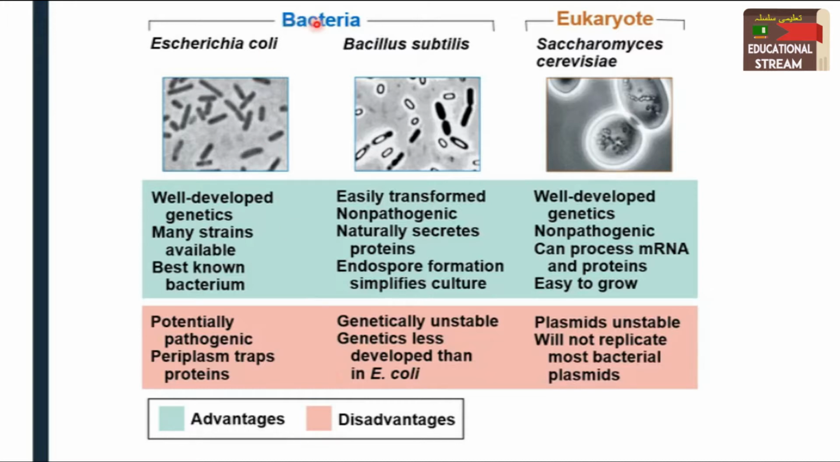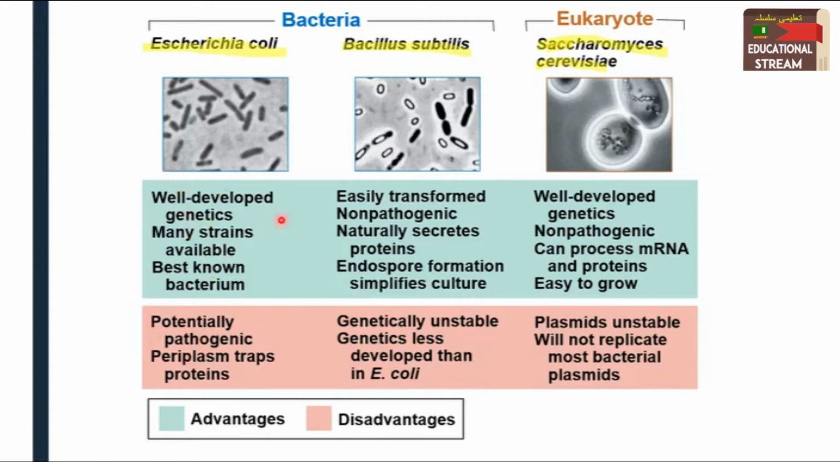So now our focus is on the cloning hosts, and the most commonly used ones include two bacteria, E. coli and Bacillus subtilis, and one eukaryotic organism, yeast, which is Saccharomyces cerevisiae. The advantages and disadvantages of these cloning hosts are shown in different colors. Advantages are represented in blue boxes, and the disadvantages are in pink boxes.